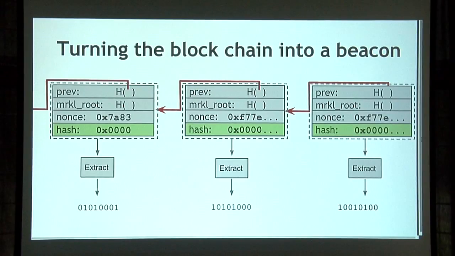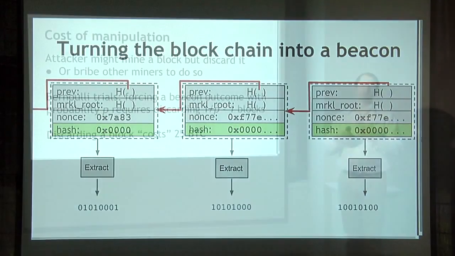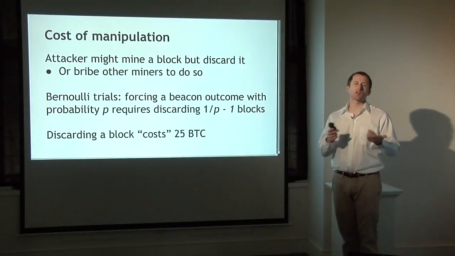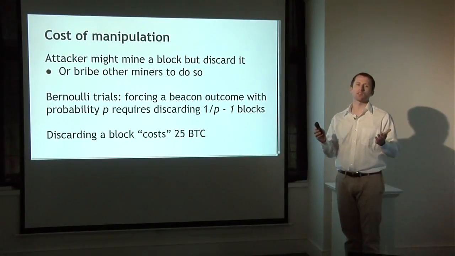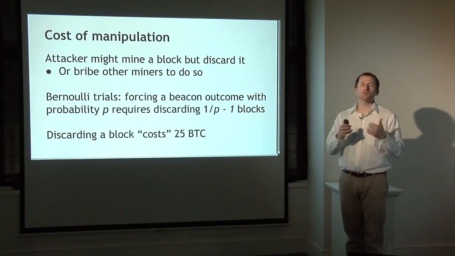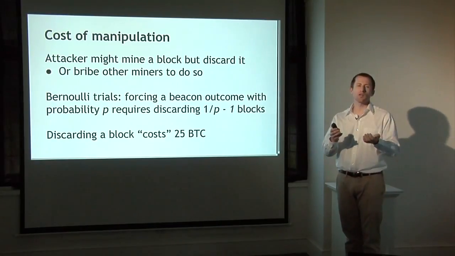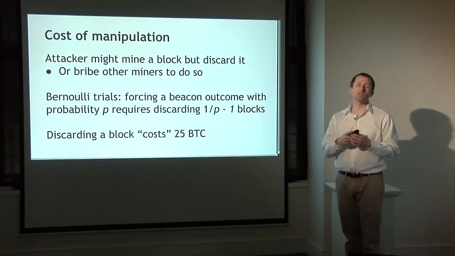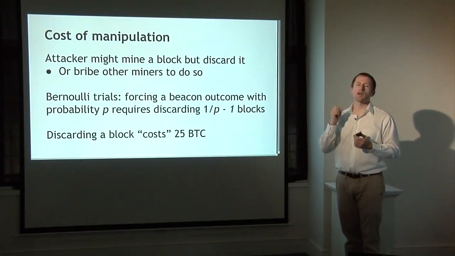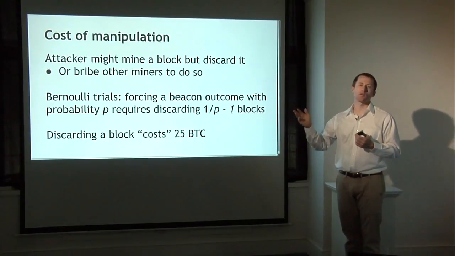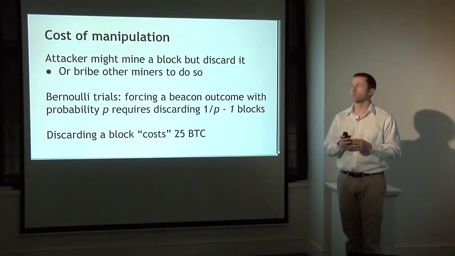So how costly would it be to manipulate this? Any miner has the capability, if they find a block, to discard it: to not relay it to the network, not publish it, not let it be the next block in the sequence. They could do this if they find a block and realize that it produces a beacon output that they don't want. And it might not be the miner that decides this. It might be somebody who's trying to force the beacon to have a certain output, who says that they're willing to bribe miners. If they find a block that's undesirable, this attacker will bribe them and pay them more than the block reward in exchange for not publishing it.